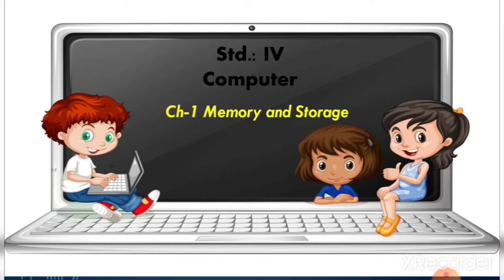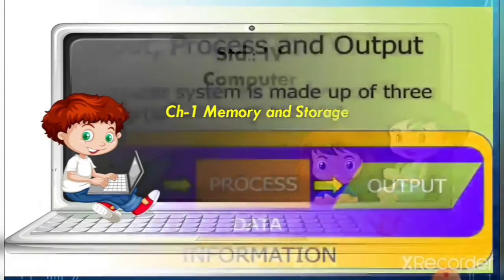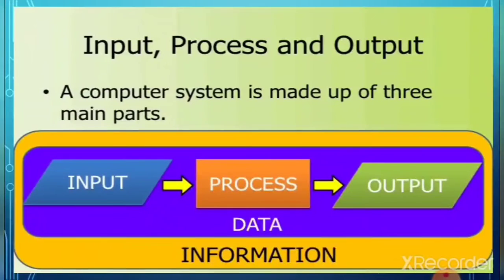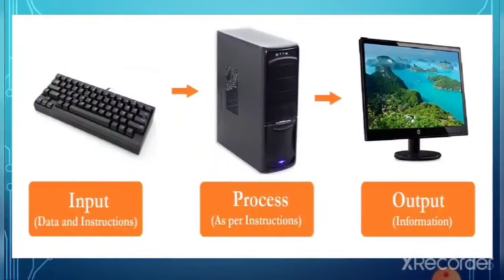Let's start our chapter 1, memory and storage. Students, let's first understand input, process and output, means IPO cycle. A computer system is made up of three main parts: input, process and output. Let's see here. Keyboard is input because we can give input, means data and instructions, using keyboard.